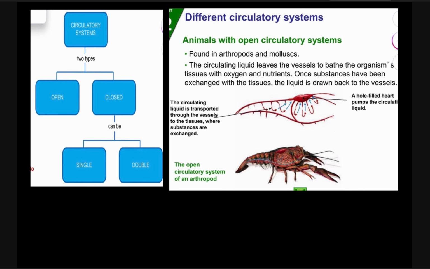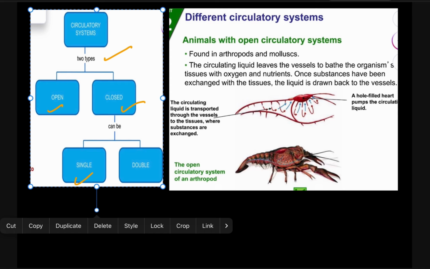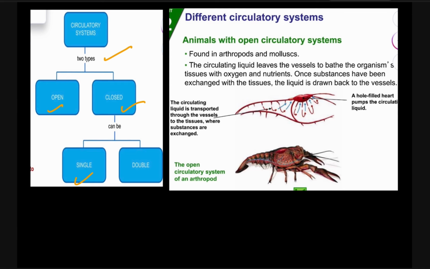Now come to the types of circulatory system. There are two types of circulatory system, open and closed. And the closed circulatory system can be either single or double. Mostly in invertebrates like arthropods and mollusks, they have an open circulatory system. The circulating fluid leaves the vessels to bathe the organisms' tissues with oxygen and nutrients, and then after the exchange of nutrients and oxygen, the liquid is drawn back to the vessels.